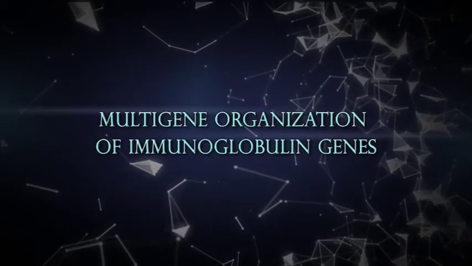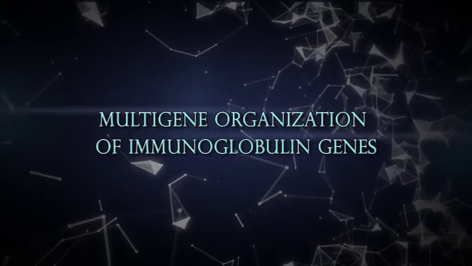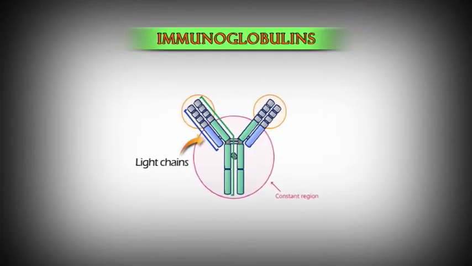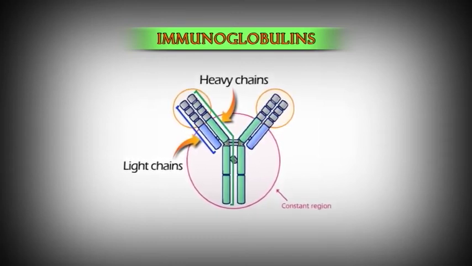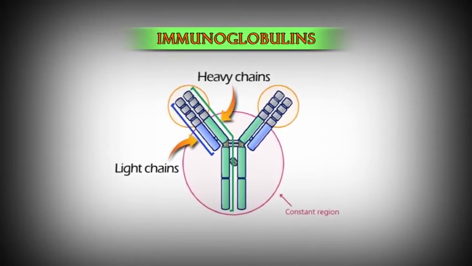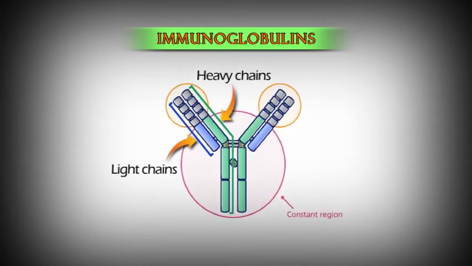Multigene organization of immunoglobulin genes. The kappa and lambda light chains and heavy chains of the immunoglobulin are encoded by separate multigene families situated on different chromosomes. In germline DNA, each of these multigene families contains several coding sequences called gene segments separated by non-coding regions. During B cell maturation, these gene segments are rearranged and brought together to form functional immunoglobulin genes.